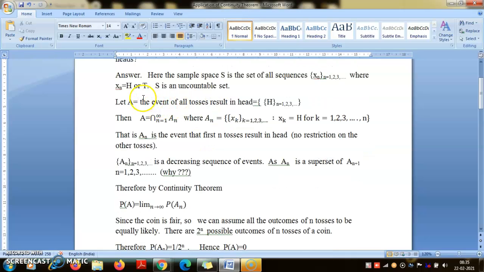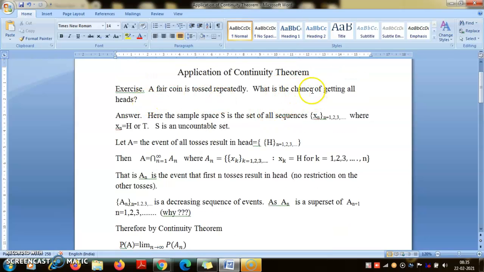We have argued using Cantor's diagonalization principle that this is an uncountable set. In this problem, we are interested in computing the probability of a particular outcome, which is the outcome that all the tosses result in head. So it is a singleton set where the only element is the sequence where every position is head.